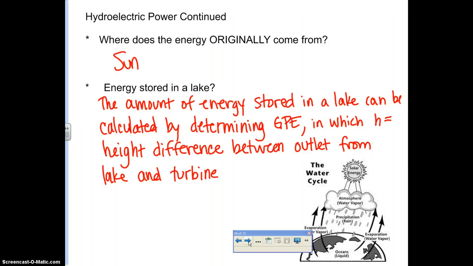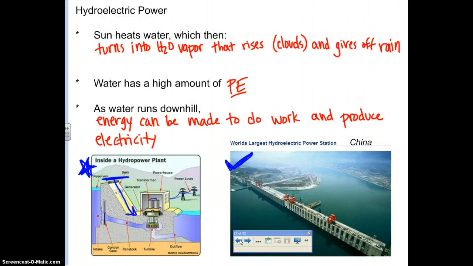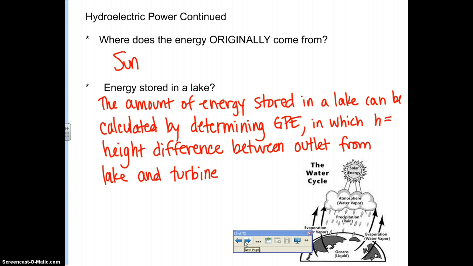You want to see what this height difference is. Remember back on this slide here, we want to see what the height difference is going to be. So you want to try to calculate H first, in which you're going to use MGH to figure out what the GPE is from the outlet of the lake to the turbine. The turbine's doing the turning.